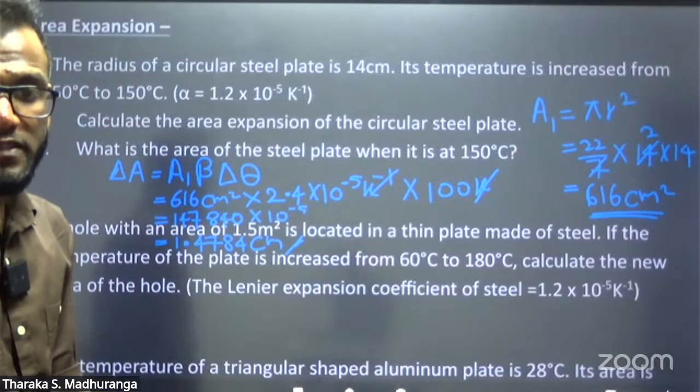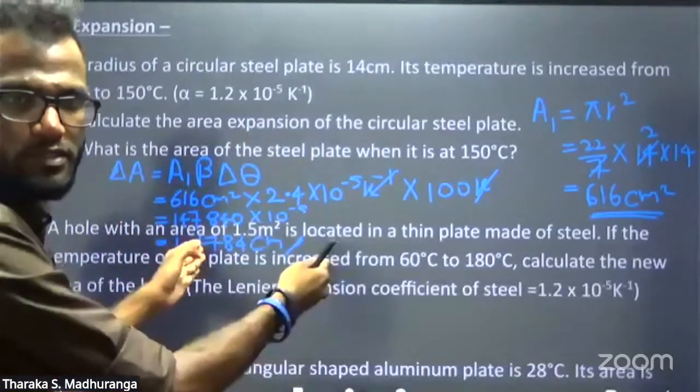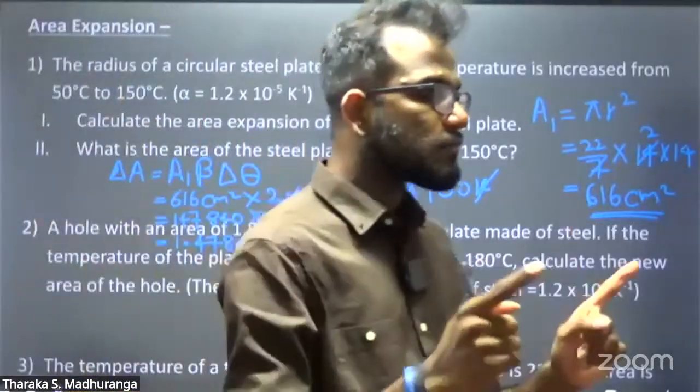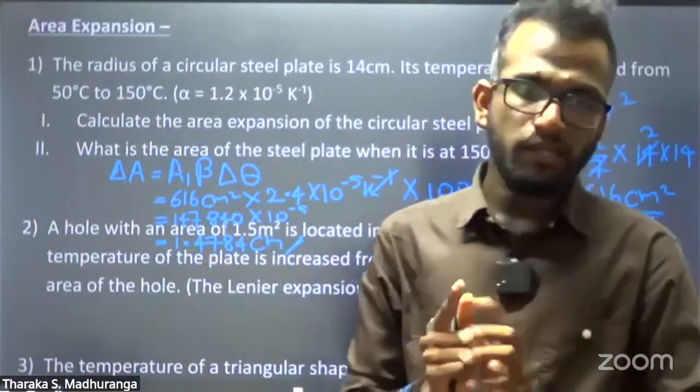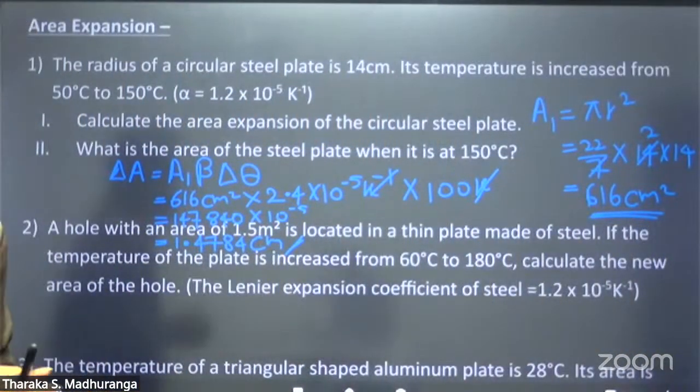Okay, send answers. No need for any calculation now. Delta A you already got. Now the question asks A2. A2 means the area at the final temperature of 150 Celsius. Send answers. I can give 30 seconds. Very good.